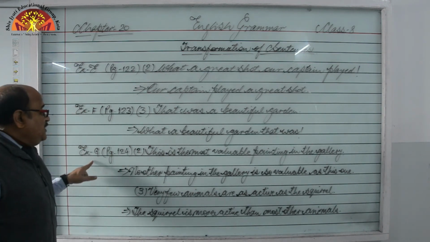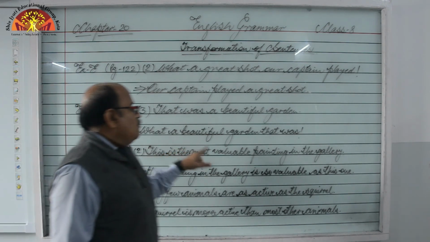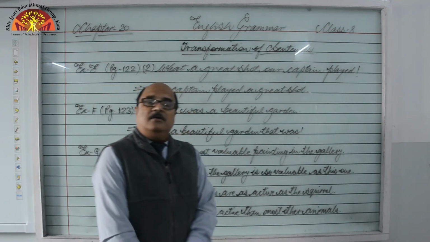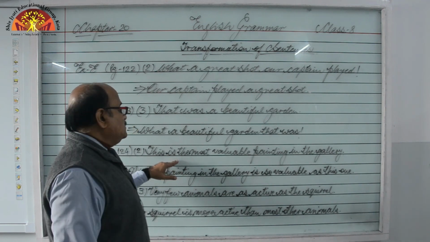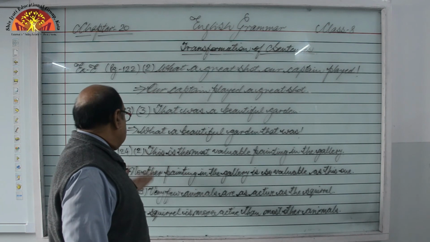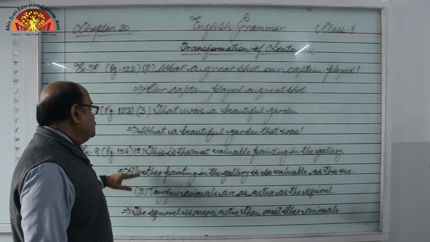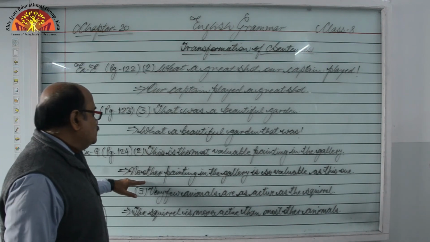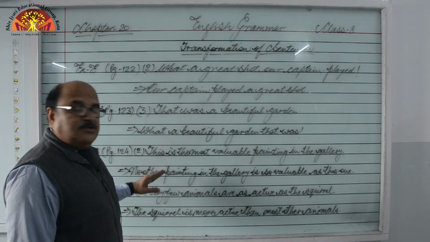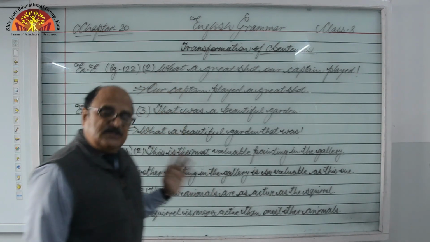Next, exercise G, page 124, sentence number 2. This is the most valuable painting in the gallery. Right students, this is superlative degree, and superlative is to be changed into positive, right? So that is no other painting, right students? No other painting, positive degree, no other painting in the gallery is so valuable as this one.